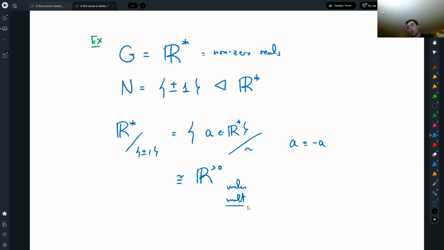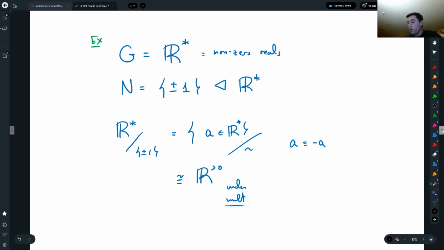So that is a quotient group. The quotient group of the non-zero reals modulo plus or minus 1 gives you something that is isomorphic to the positive reals as a multiplicative group. Okay, so that is all I had. No, I have one more thing.